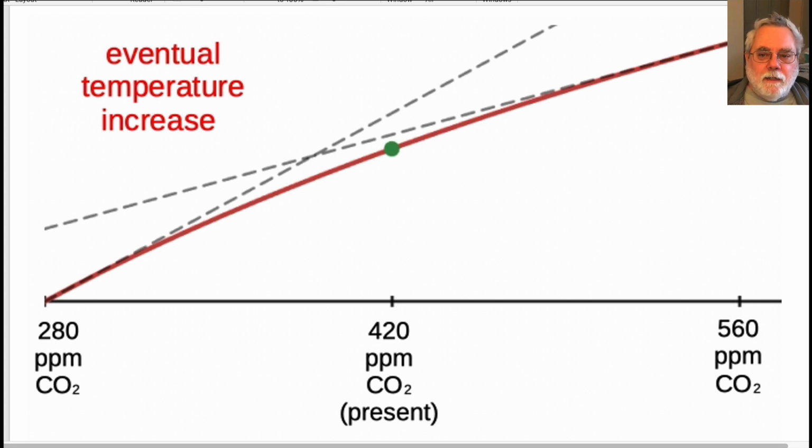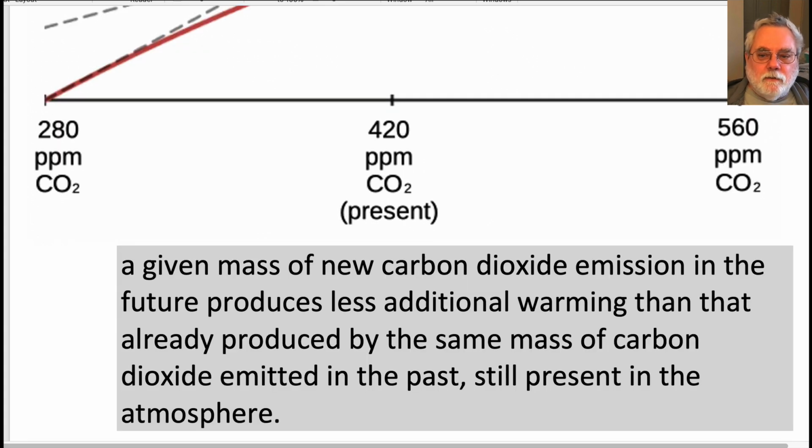The final temperature rise would be an approximately logarithmic function of the concentration when we stopped emitting. That is to say, each doubling of carbon dioxide concentration adds the same increment to the steady-state temperature a couple hundred years later. This logarithmic character means that a given mass of new carbon dioxide emission in the future produces less additional warming than that already produced by the same mass of carbon dioxide emitted in the past, still present in the atmosphere.